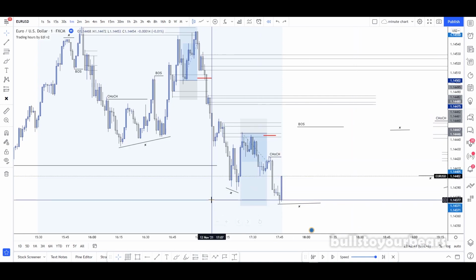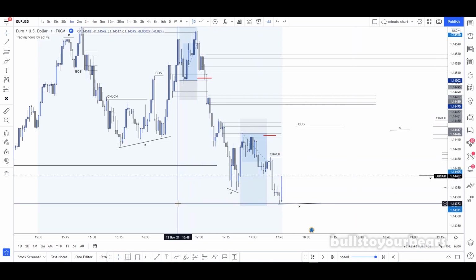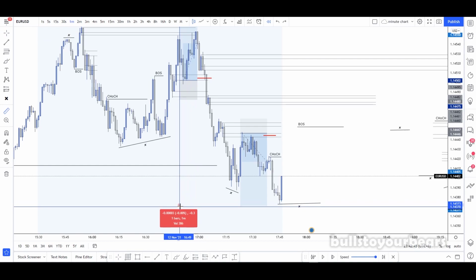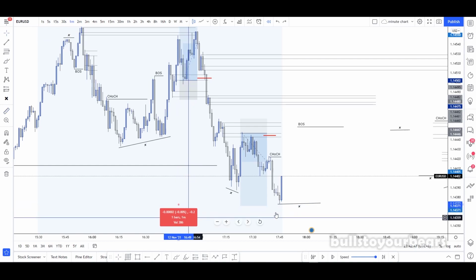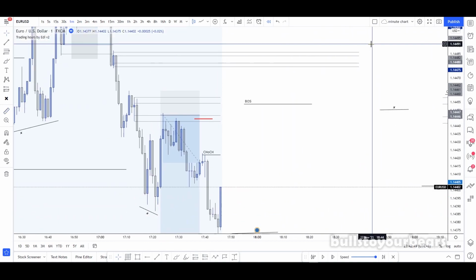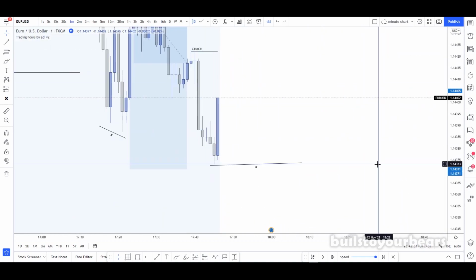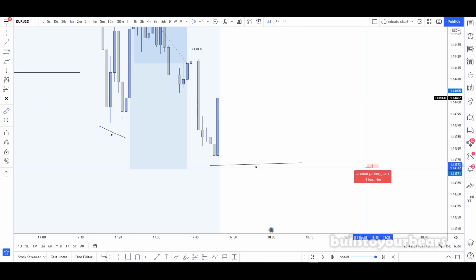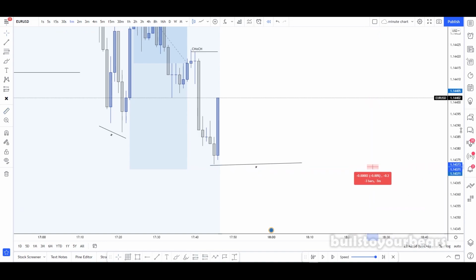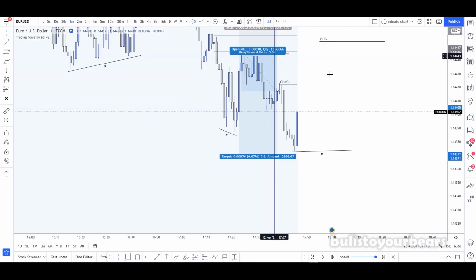I almost hit take profit. This really almost hit take profit. It was like 0.2 pips to take profit. What the hell? From here to take profit, it is 0.2 pips. Yeah, I got stopped out at break even.